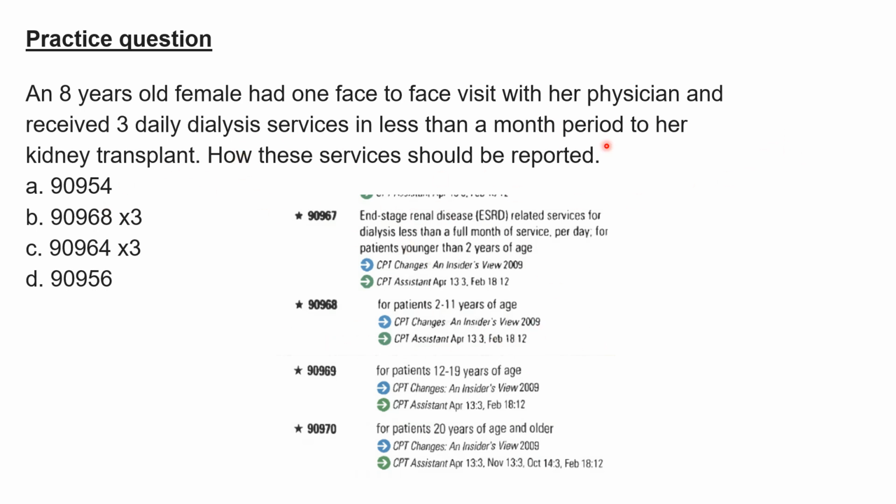There is no mention of the words complete assessment. So we will look for the code which is for the daily service because it is not a full month. And in that case, we are going to count per day. So there are 3 daily services. That means we will require the multiplication. So go through all these options and tell me that. So yes, 90968 is for the patient 2 to 11. Our patient age is 8 years old and how many services? 3. So we will go with the answer B.